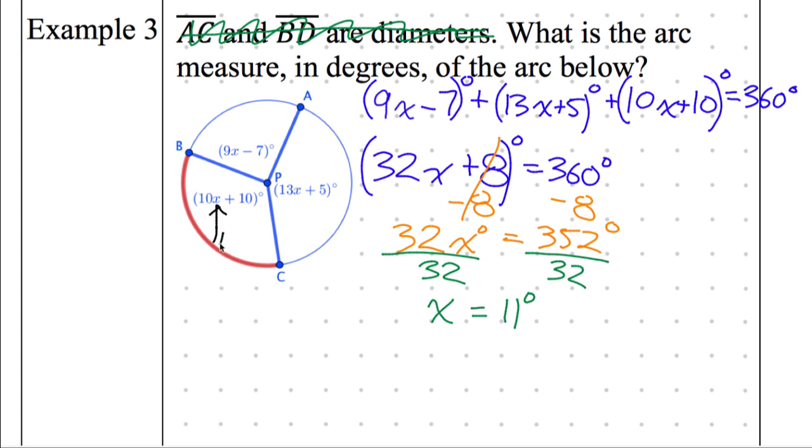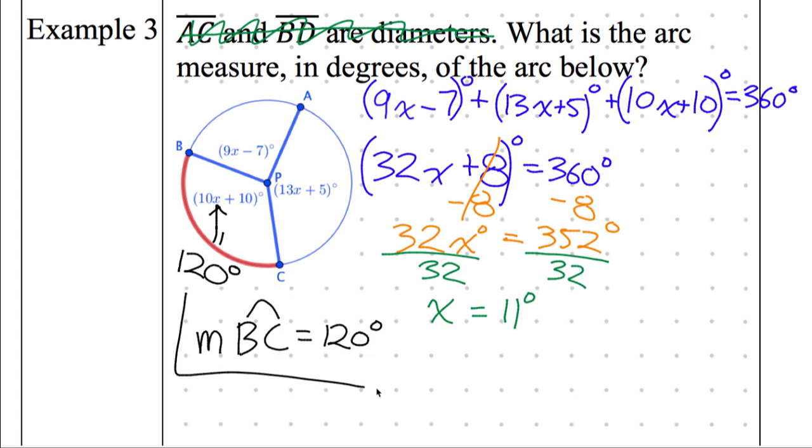10 times 11. Shout it out, everyone. 110 plus 10. 120 degrees. There is our final answer. So we're going to say that the measure of arc BC is equal to 120 degrees. Final answer, box it. That concludes the notes.